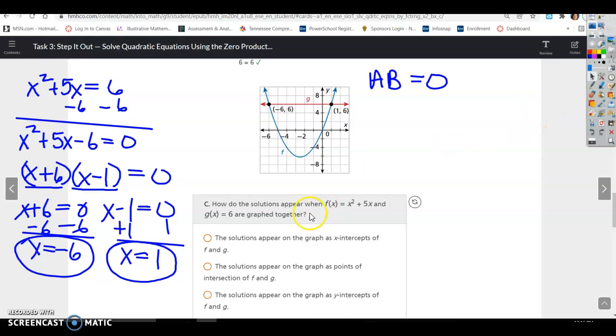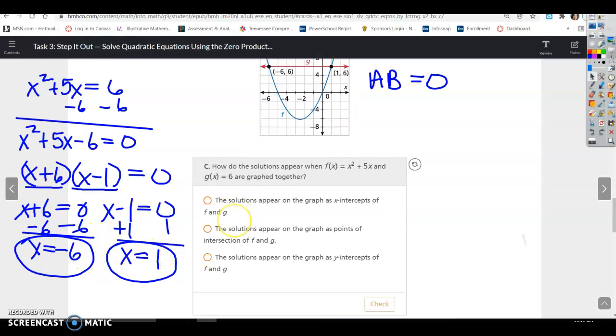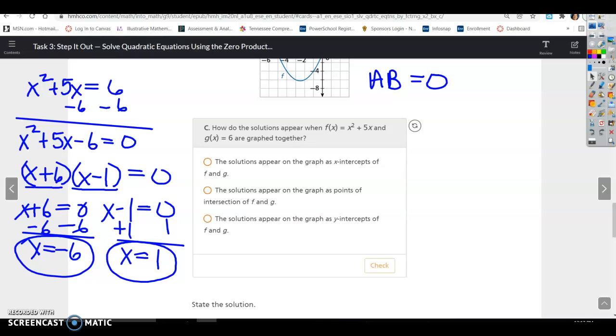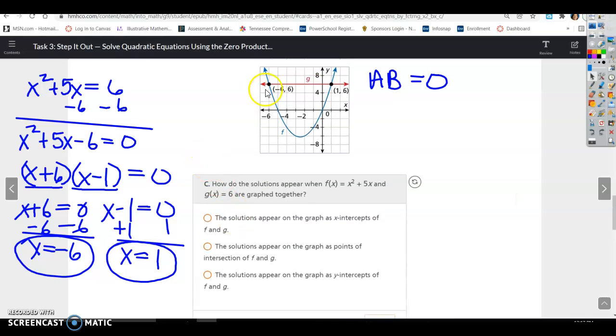Now, to graph it, you could graph x squared plus 5x and then graph 6. So you graph the left side and then set that equal to the right side. And you can see that negative 6 and 1 are your two x values, which again are your solutions. So, how do the solutions appear? Well, they appear as your x values of your intersection points.